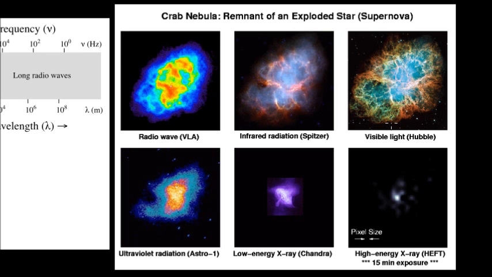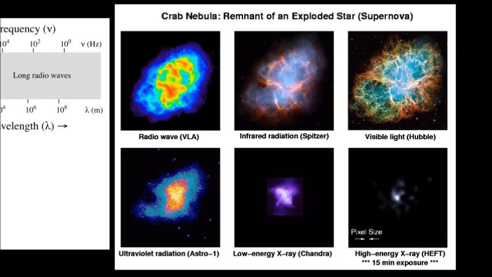But that's not the only light that's coming off of it. There's infrared light, which is viewed by the Spitzer telescope. We can look at the radio waves that are coming off of this object. We can go up the frequency scale and look at the ultraviolet radiation or the X-rays that are emitted by this object. And looking at this object in the different frequencies, we can see different structures start to appear.